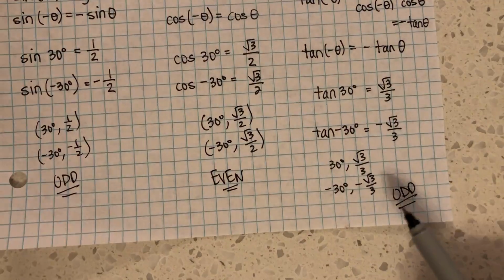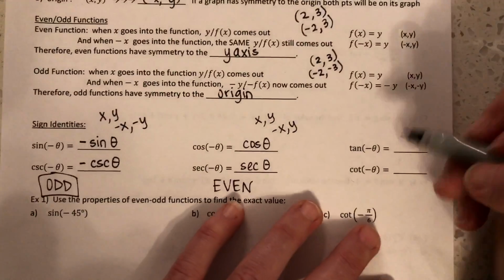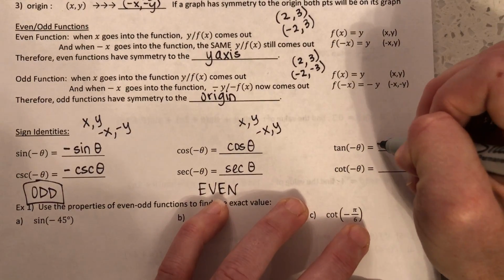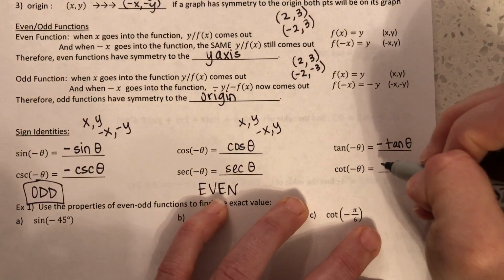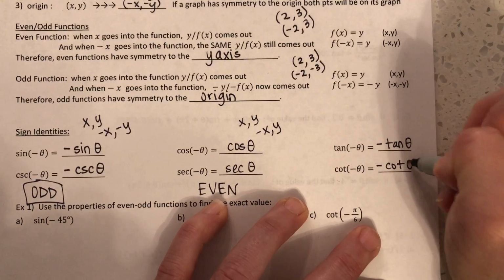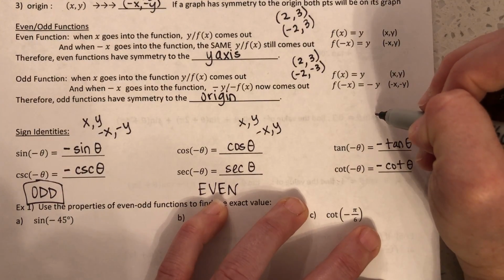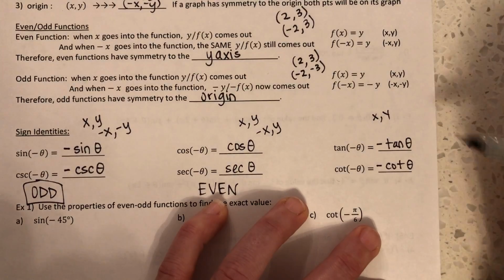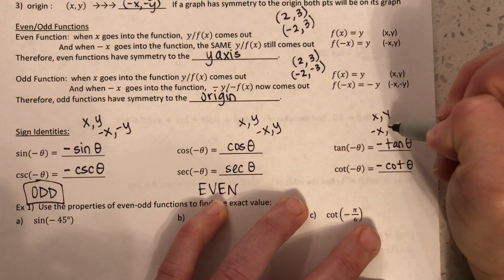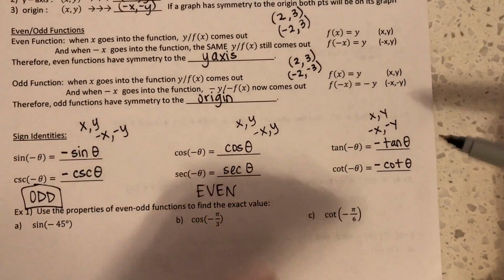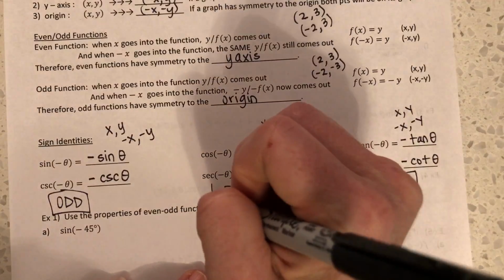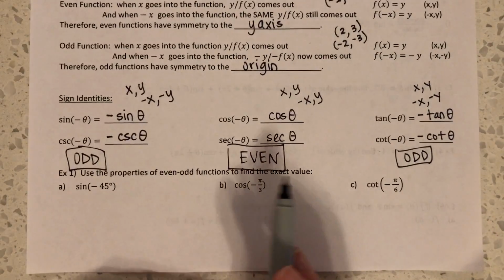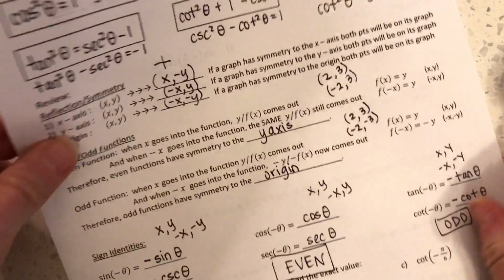Okay? So that means the tangent function is an odd function, and so is its reciprocal. So the tangent of negative theta is equal to negative tangent theta, and the cotangent of negative theta is equal to negative cotangent theta, right? Because the way this function works, when x goes in, y comes out. We just saw when the opposite of x goes in, the opposite of y comes out. So that is odd function behavior, okay? So secant and cosine are the only even trig functions. All right. So let's put this to use.